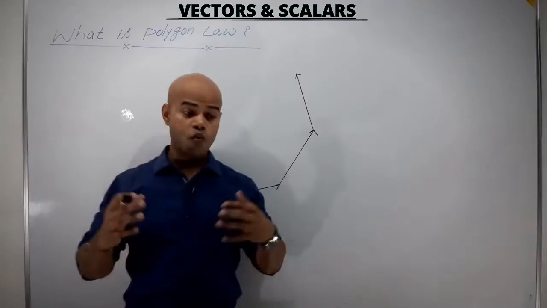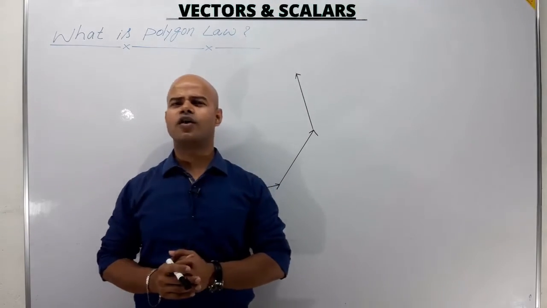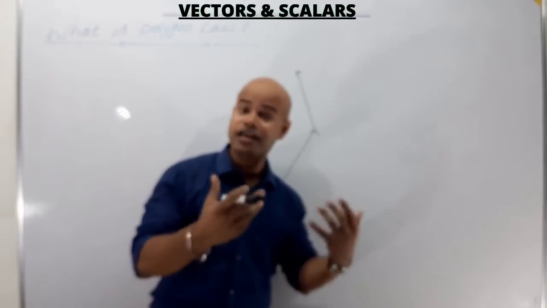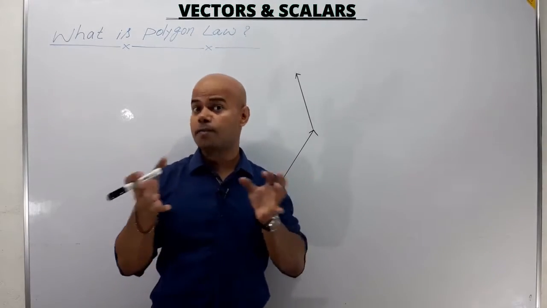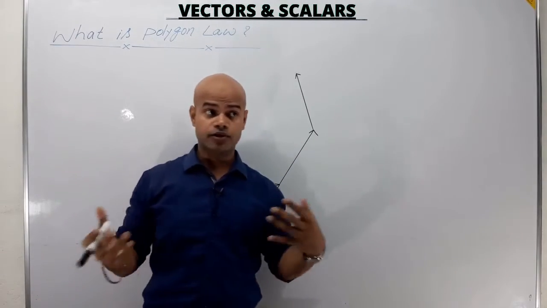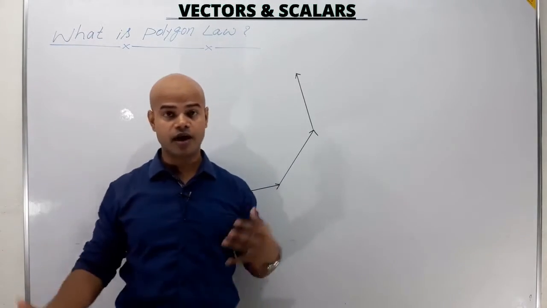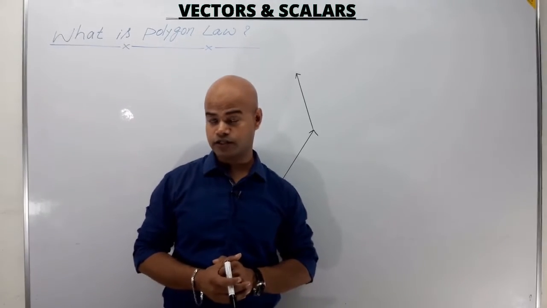Alright, so what is the Polygon law of vector addition? What is the statement of this Polygon law? How do we use this law? How do we apply this law for adding vector quantities? How many vectors can we add using the Polygon law of vector addition? Is it 3 vectors, 4 vectors, 5 vectors, 10 vectors, 50 vectors, 100,000, a million? How many vectors can we add using the Polygon law?